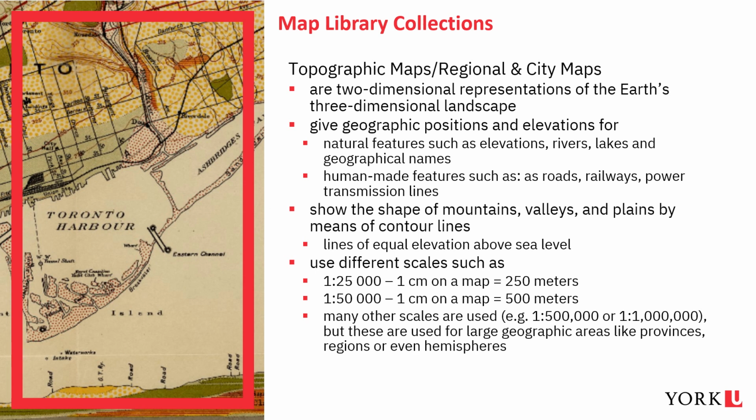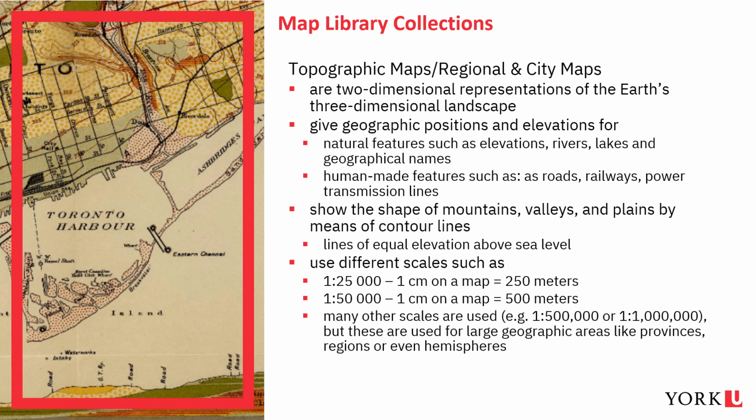Topographic maps are two-dimensional representations of the Earth's three-dimensional landscape. These give geographic positions and elevations for natural and human-made features in a given region or area. Contour lines, usually brown lines drawn on the terrain, depict the elevation of a landmass in equal measures from sea level. Finally, a fractional scale, typically represented as a ratio, indicates that one unit, such as a centimeter, on the map represents the second number of that same unit on Earth.